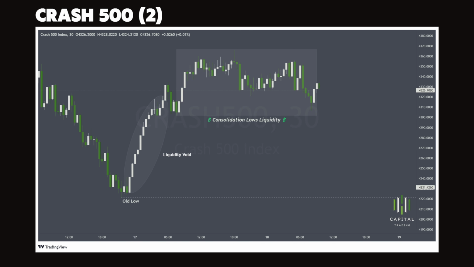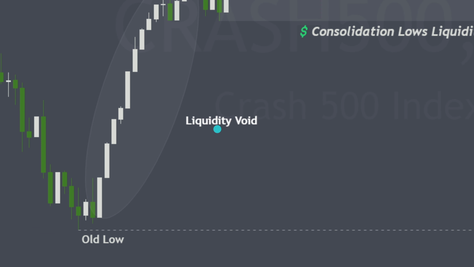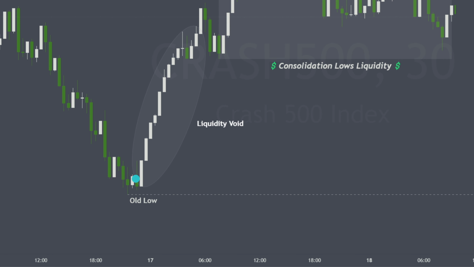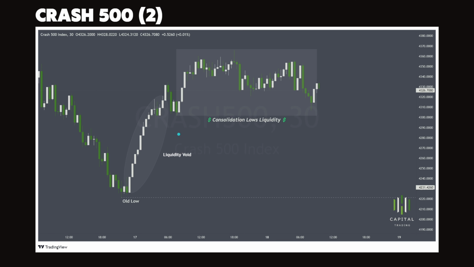Now let's look at the second example of the Crash 500. So we had price going up, right? We had them going up here, and as they went up, they left a void here, which is called the liquidity void. The liquidity void is an area where price hasn't returned to. It's a one-sided displacement type of movement. So what price tends to do is return to fill up that liquidity void after some time.